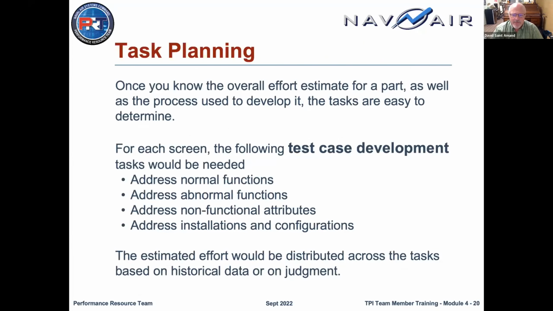So let's see, overall estimate. There we have. I've just already spoken to this slide. So we've got now each test case development is broken into those separate functions and attributes and configurations, and then we can take the overall estimates of, say, 4 hours for a test case and break it into those discrete sections. So we'll know how long we'll be spending on normal functions.